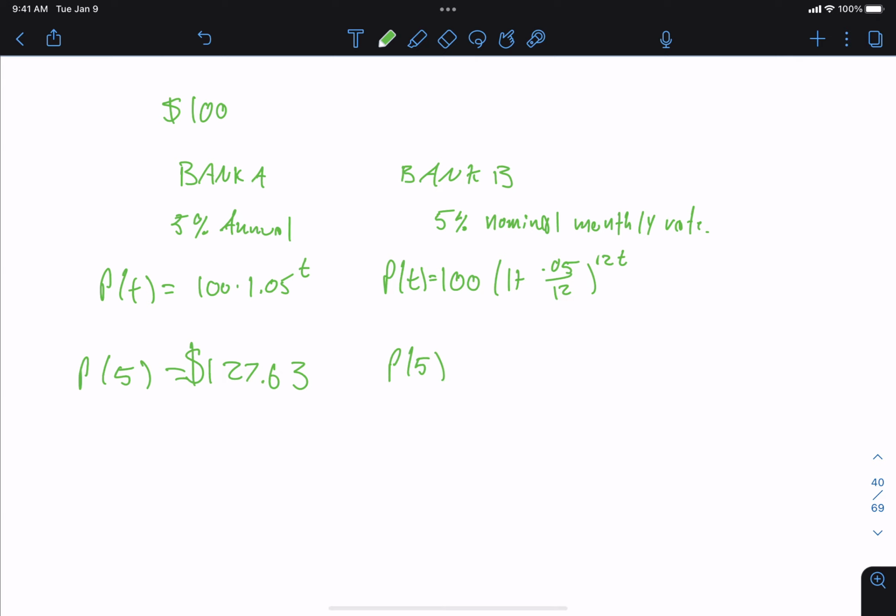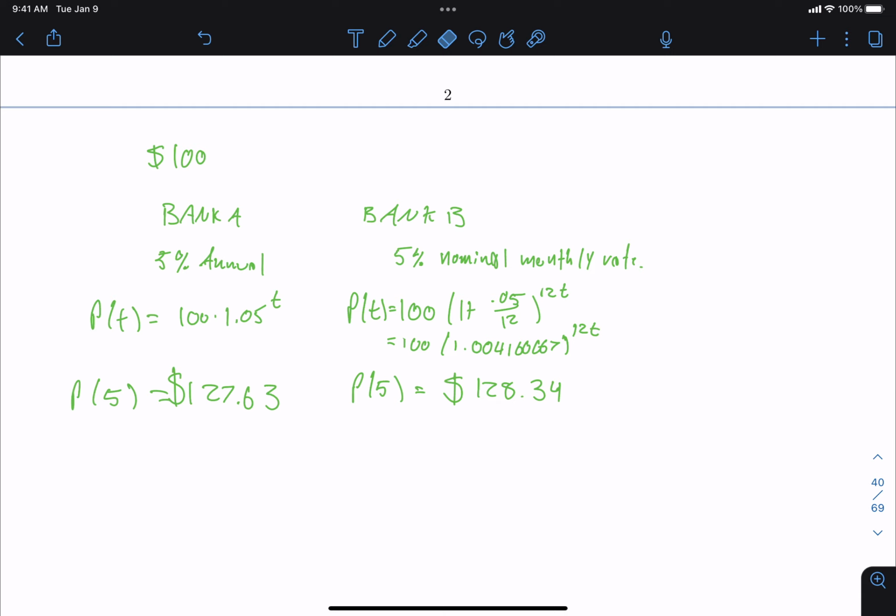Let's check P of 5 in this case. Well, we're going to take 0.05, divide it by 12, add it to 1. That gives us something like 1.00416666667 to the 12t. So now we're going to raise this number to the, not the fifth power, but the 60th power. Okay, and we end up with something like 128.34. Okay, so more money still, but definitely not as much money as we would get if we were actually compounding 5% monthly. Yeah, so more money, but when we're talking about thousands of dollars, that'll be a big difference, right?